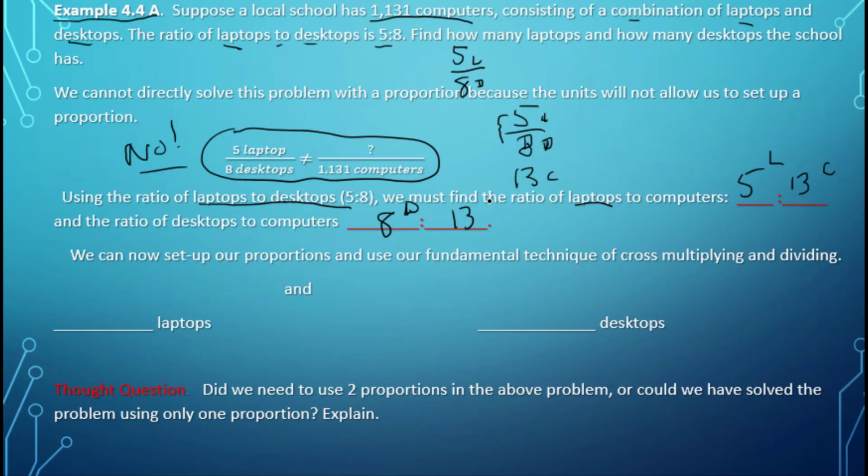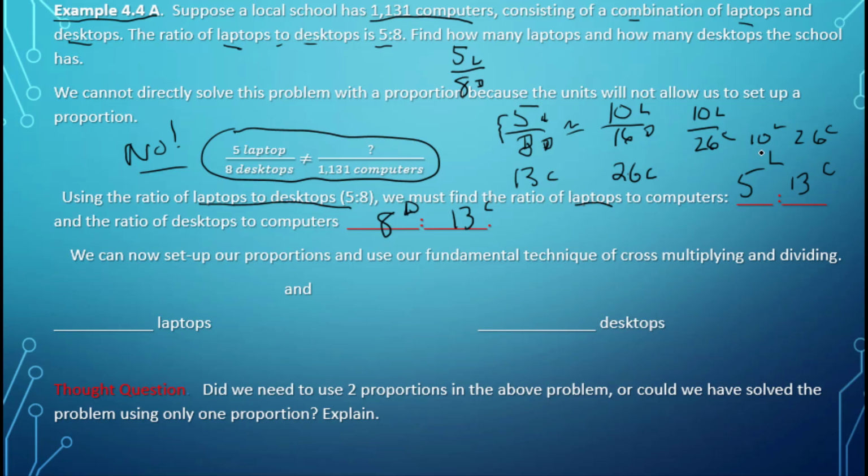Desktops to computers. Now this will work. 5/13 is, if I had another equivalent ratio, like 10/16, for example, that would be laptops to desktops. If I add these together, I get 26 computers. And the ratio of laptops to computers would be 10 to 26, which is the same as 5 to 13. See that?